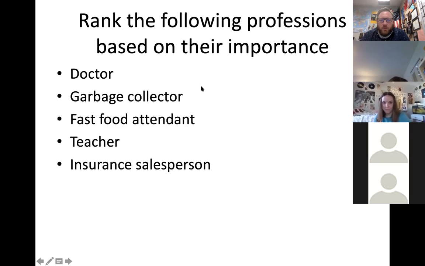Owen, you had garbage collector too. Owen, why? I said garbage collector because I always feel like low or overlooked jobs hold the economy together. They're jobs that no one might want to do, but without them, stuff would happen. It's not good. Yeah. Okay.